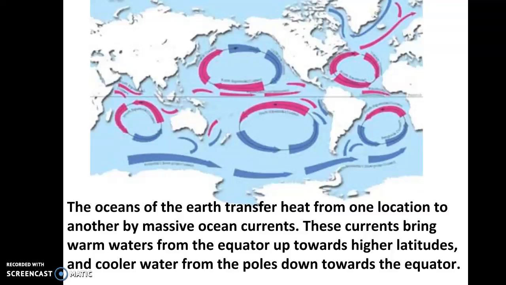So this is showing you the different ocean currents that are found in the waters. The oceans of the earth transfer heat from one location to another by these massive ocean currents. These currents bring warm waters from the equator. So you can see that these that are red, you can see that they are originating around the equator. Okay. This one is coming from this area and continues to be warm.